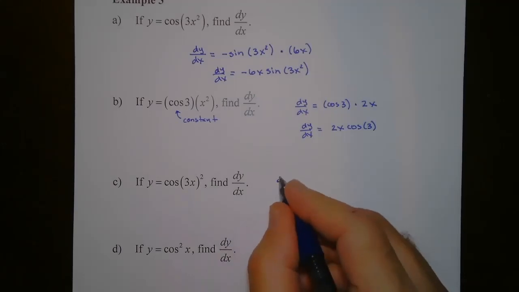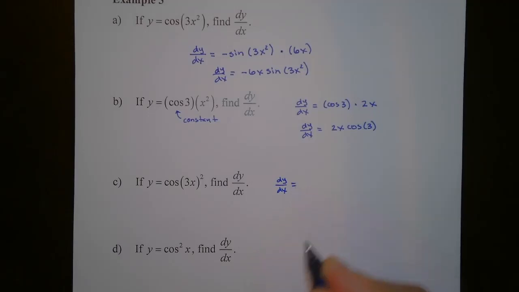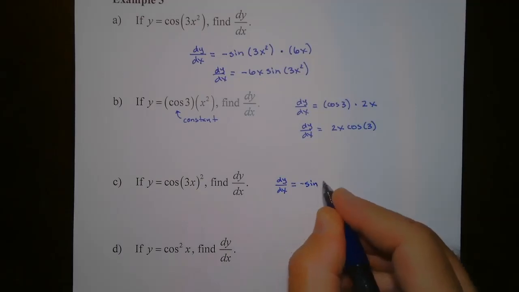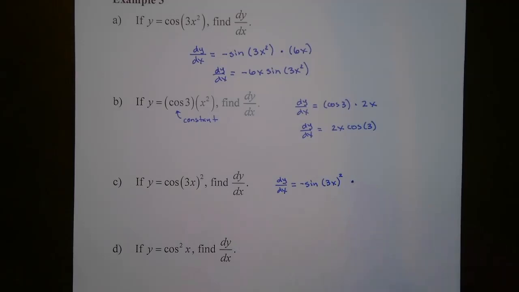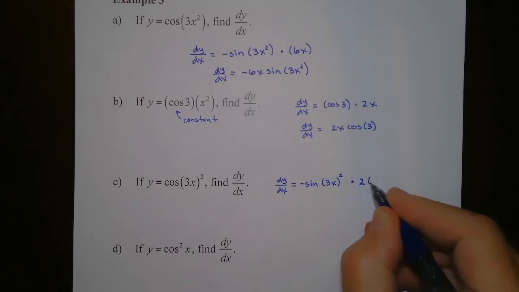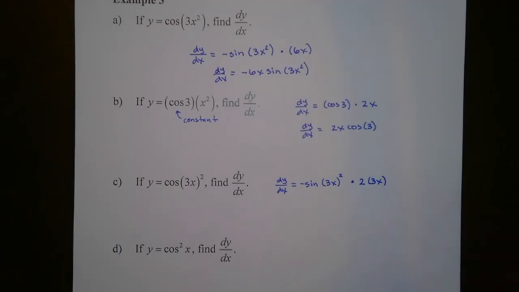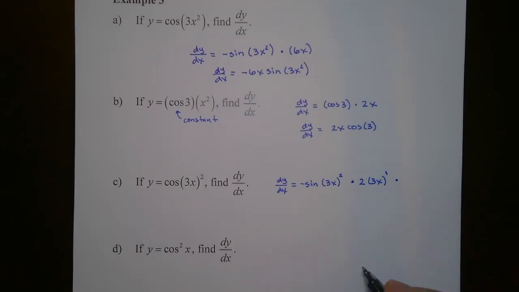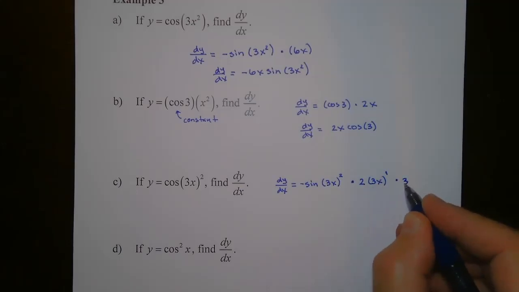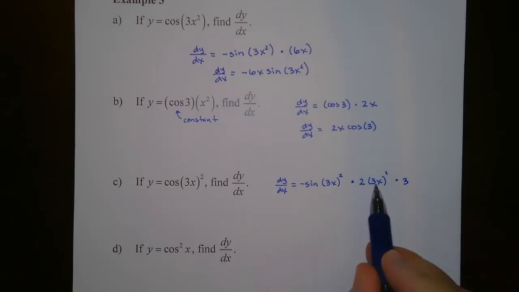So dy over dx is equal to the derivative of just the outermost function, which is cosine. So that's going to be negative sine of 3x raised to the second power, times the next outside function after the outermost, which is the squaring function. So that's going to be 2 times 3x raised to the first. I'm going to put a 1, and if you didn't put a 1, that'd be okay. And then times the derivative of the innermost function, which is 3x. So times 3.